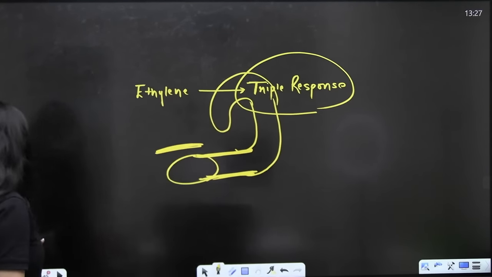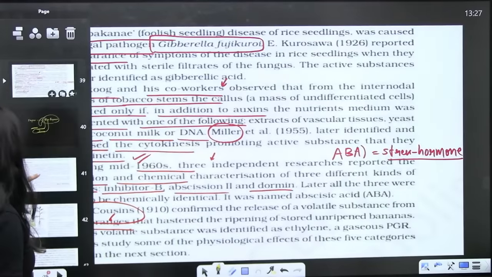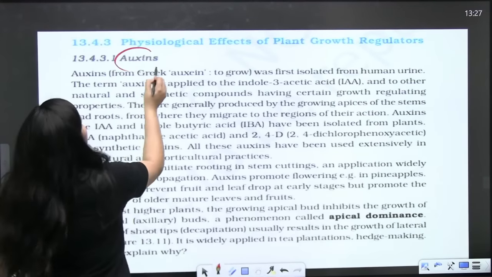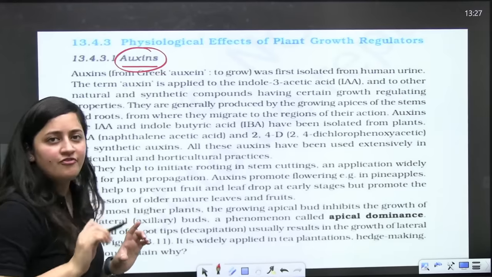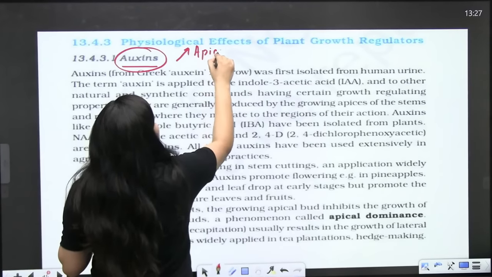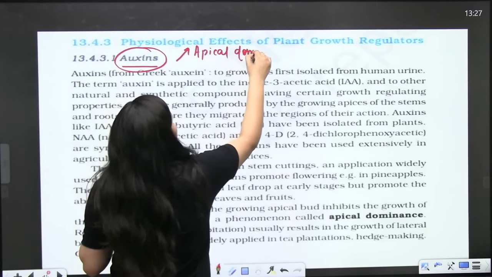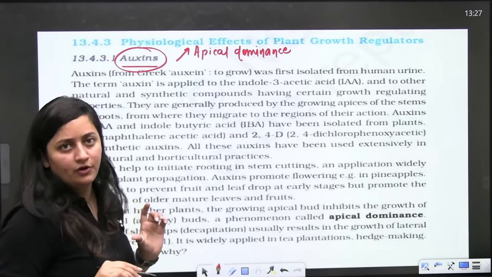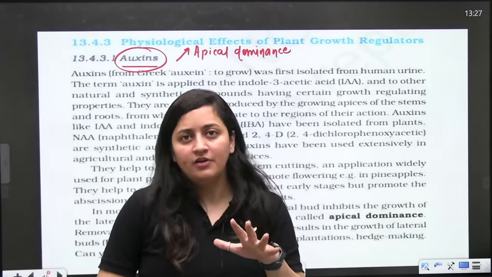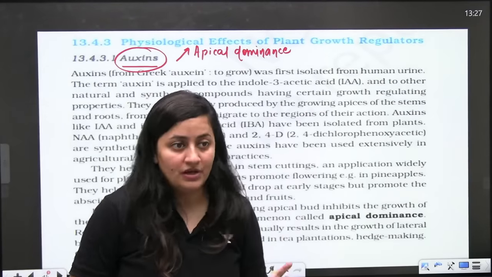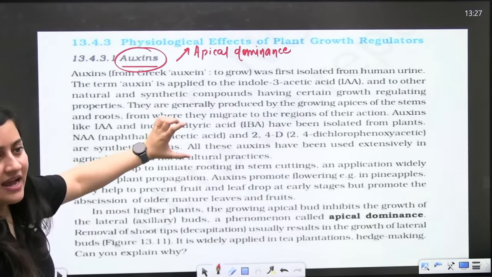Okay. So this is about ethylene. Now when it comes to auxin, bachche, what type of question can come? Obviously on the basis of their function. The very important function that you need to remember is apical dominance. This is what you need to keep in your head. You can talk about any of the hormones; they all have one specific function that you need to remember. So in the case of auxin, it is apical dominance.